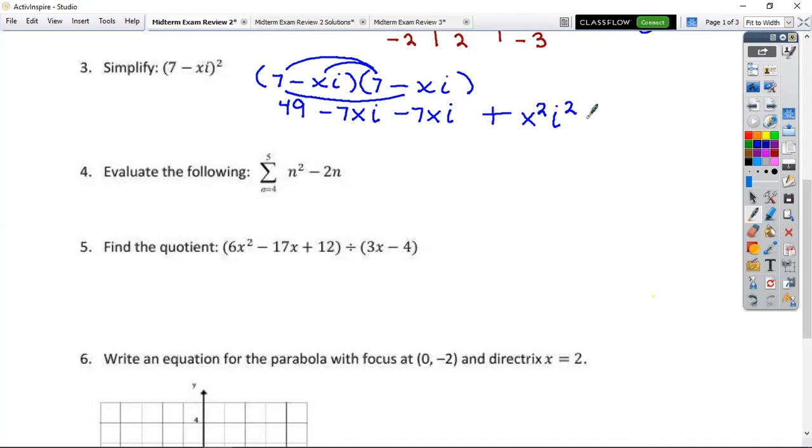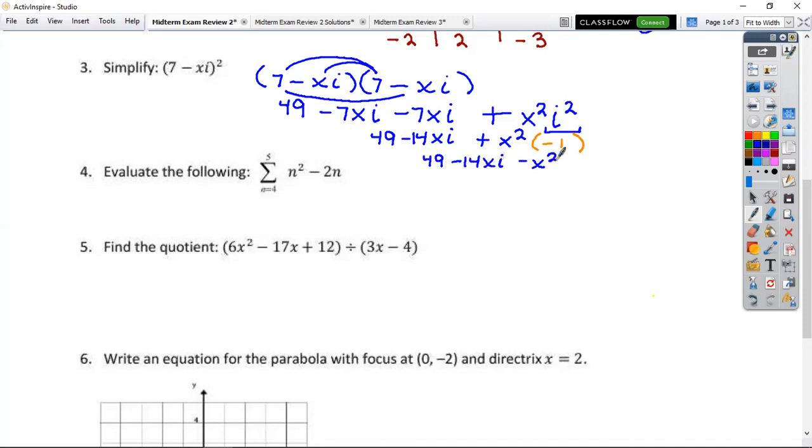I'm going to do one step at a time. So we have 49 minus 14xi. And then you're going to pick up your calculator and hit second period to get the i. And what do you substitute i squared with? Negative 1. Good. So this becomes a negative 1. It's right on your calculator. Hit second period to get the i and then square it. So really, this is going to clean up to give me 49 minus 14xi minus x squared.